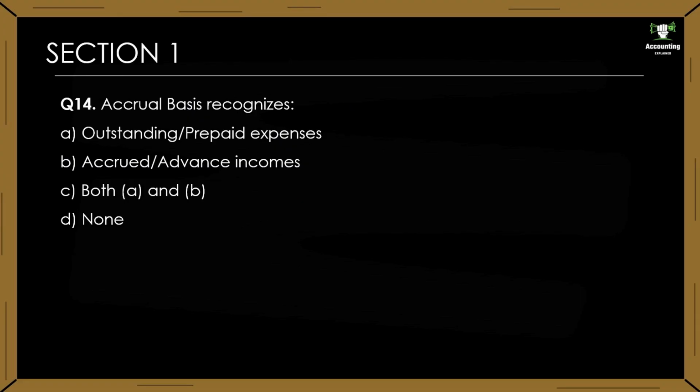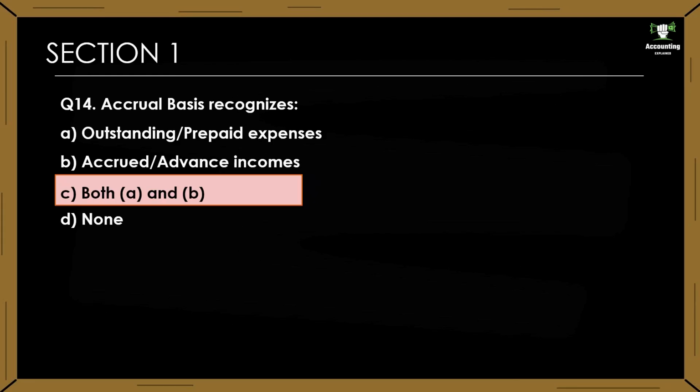Question 14. Accrual basis recognizes A. Outstanding or prepaid expenses, B. Accrued or advance incomes, C. Both A and B, D. None. Answer is C. Both A and B. Accrual basis records revenues and expenses when they occur and not only when the cash moves. So it must account for all these items.